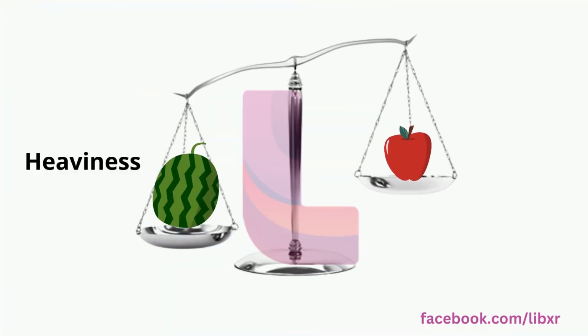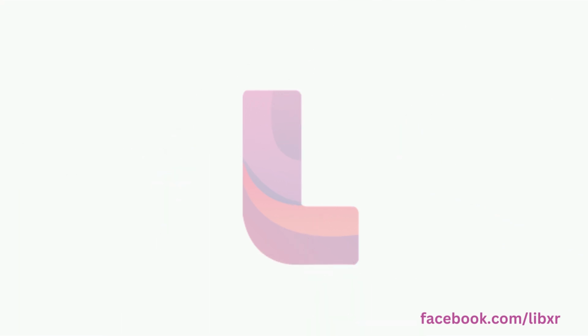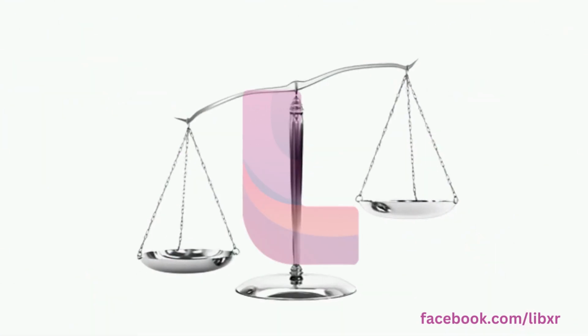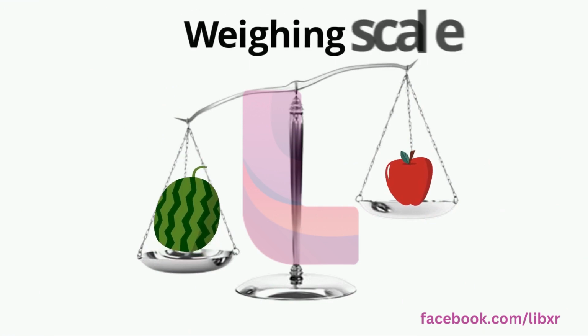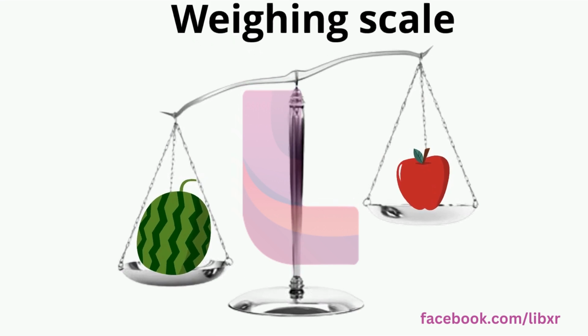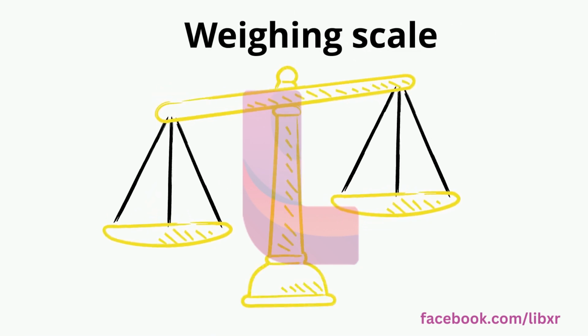The heaviness or lightness of an object is called its weight. Weight is also known as mass. So, by putting an apple and a watermelon on a weighing scale, we found that the watermelon has more weight than the apple because it is heavier than the apple. This weighing scale is used to compare the weight of two objects.